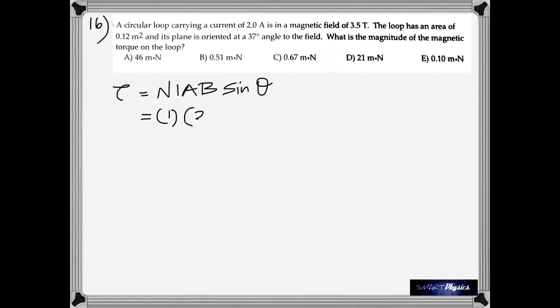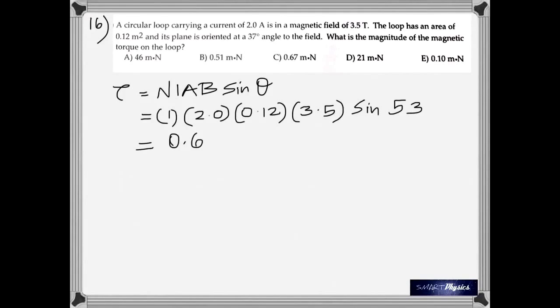It's a loop, so the number of turns is 1. Current flowing 2. Area is 0.12. B is 3.5. It's sine 53. Why? Because the angle is 90 minus 37, which gives 0.67 meter newton. Thank you.